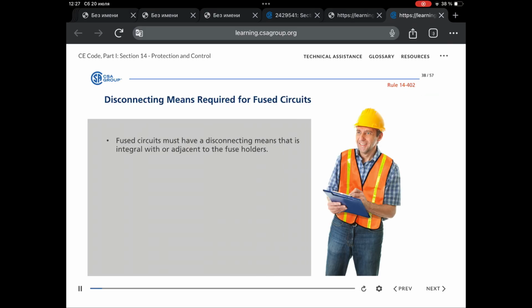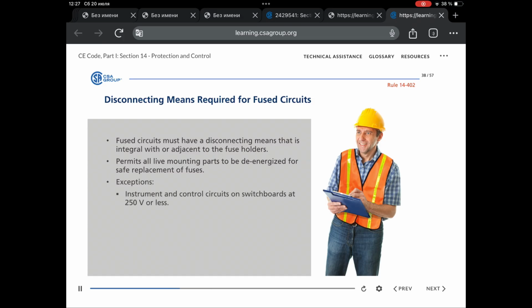To replace blown fuses safely, it is usually necessary to de-energize the circuit supplying them. Rule 14-402 requires that a disconnecting means be integral with or adjacent to the fuse holders, so that the power supply to the fuses can be interrupted easily, unless the fuses are located in a switchboard and are used to protect instruments or control circuits at 250 volts or less, on the primary circuits of voltage transformers rated 750 volts or less on switchboards, or plug fuses where the circuit has only one ungrounded conductor.